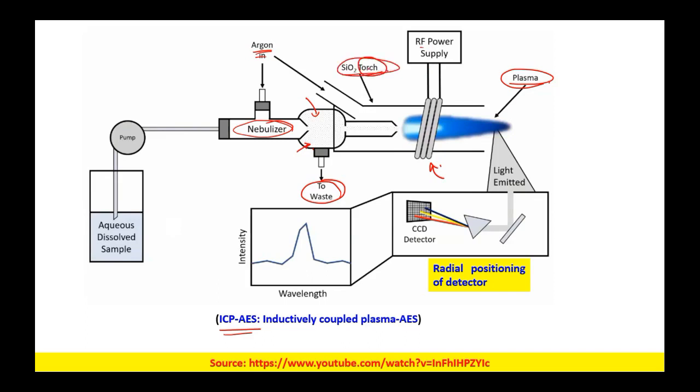This chamber is called the torch, and it is made up of silicon oxide. Over here the argon carries the mist in this direction, and due to the RF power supply, a very high voltage is created within the area, and due to that, a plasma is created. What is a plasma? Plasma is nothing but a very high temperature zone.